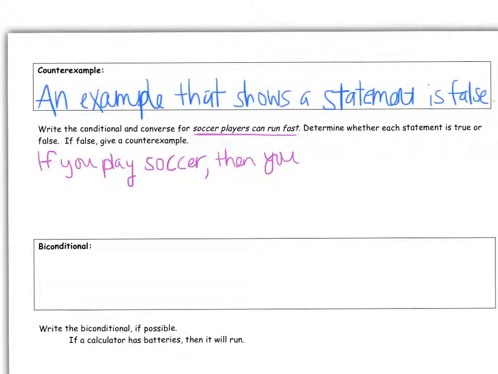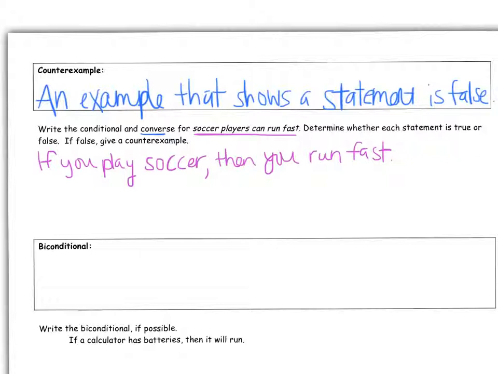Your group may not have had this word for word, and that's fine. Make sure it makes sense grammatically. I know we're in math class, but I still expect a complete, grammatically correct sentence, okay? And you'll hear me say over and over, it's not grammatically correct, okay? We need to work on that too. If you play soccer, then you run fast. That works perfectly fine. So now what we need is the converse.